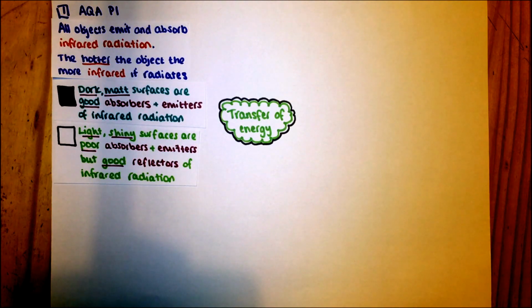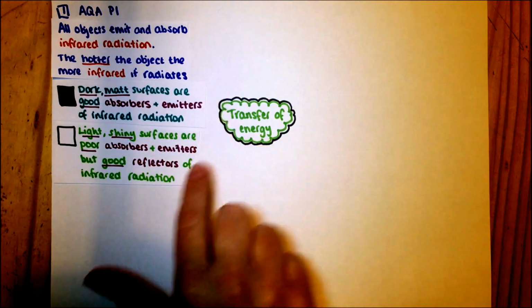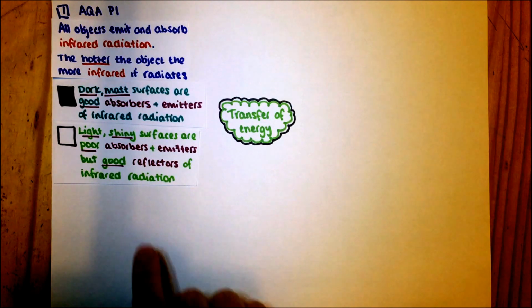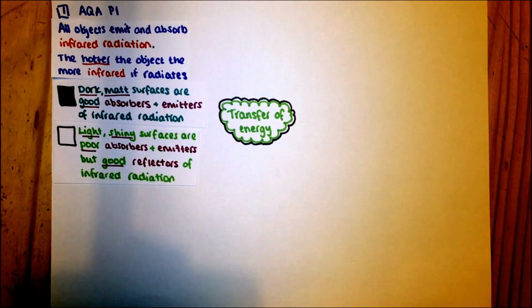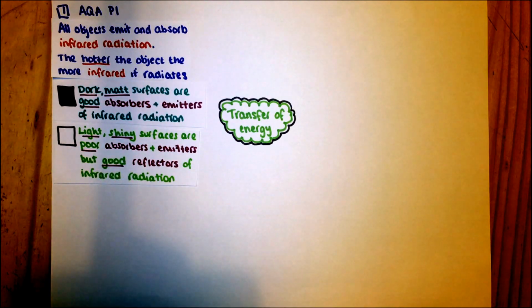Whereas with dark matte surfaces, if you go outside on a warm day wearing all dark clothes, you get ever so warm because it's absorbing all that infrared radiation. So be aware of the two types of surfaces and whether they are good or poor absorbers and emitters, but remember that the light shiny ones are very good reflectors of infrared radiation.